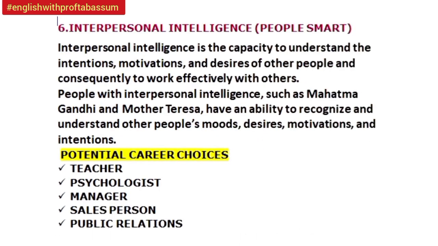Interpersonal intelligence. When you are people smart, when you have this type of intelligence, it means that you are able to understand and recognize the intentions of others, their motivations and desires, and work in cooperation with them effectively. Examples would be Mahatma Gandhi and Mother Teresa. As we know, Mahatma Gandhi cooperated with the Indians. He was able to recognize the moods of Indians, and he was able to fight for our country along with the people. He had that interpersonal intelligence.